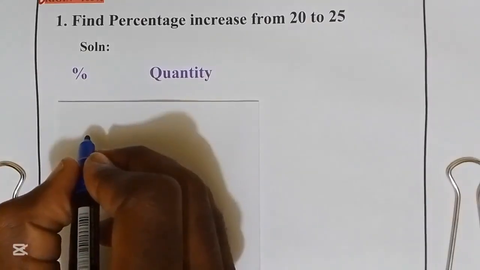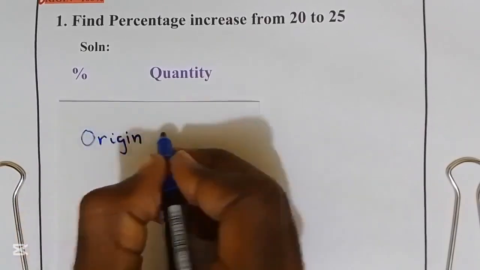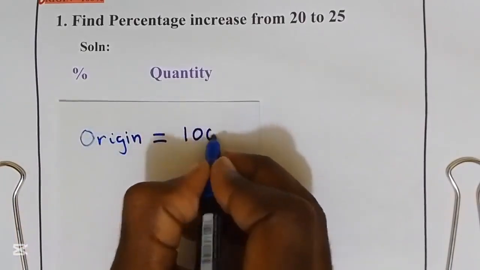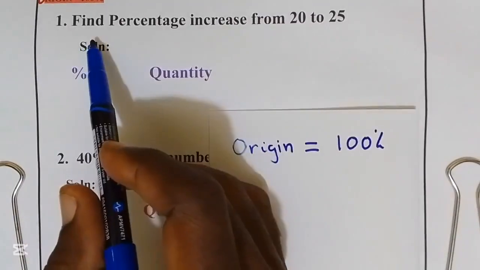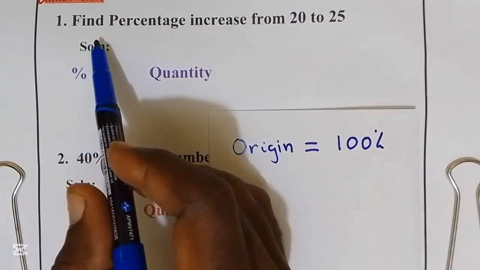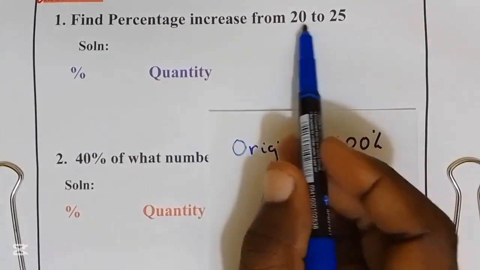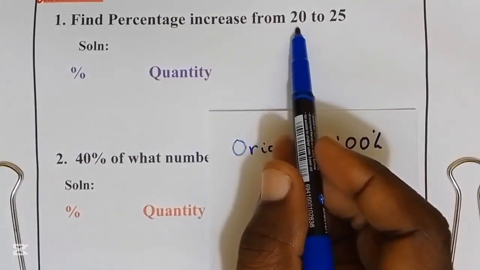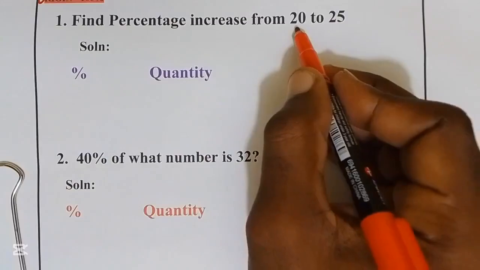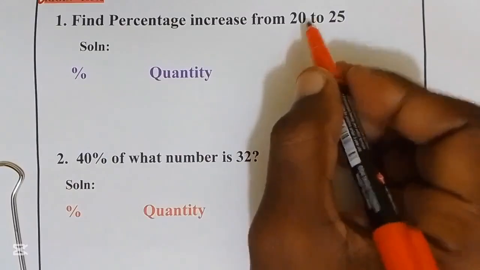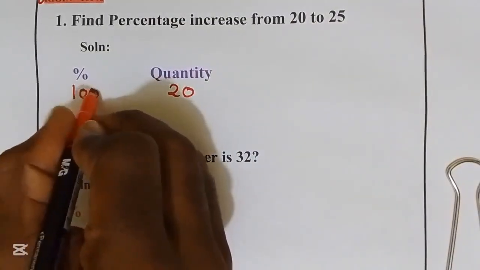What I'm supposed to know is that the origin carries 100%. This is what I'm supposed to note. From our question, let's find what the origin is. They say, find the percentage increase from 20 to 25. So automatically 20 is the origin. This origin, we say it carries 100%. 20 is a quantity. So the quantity of 20 carries 100%.